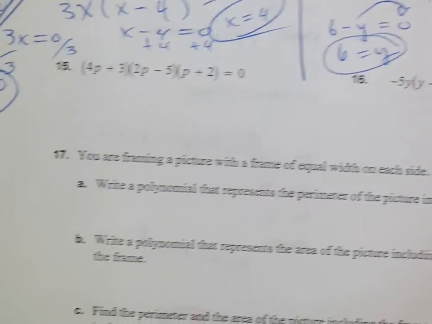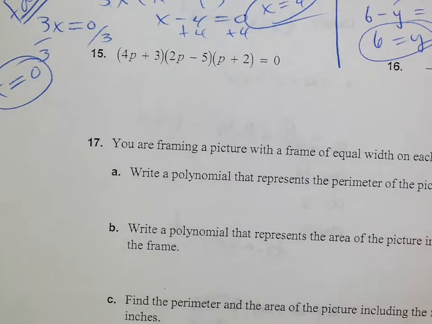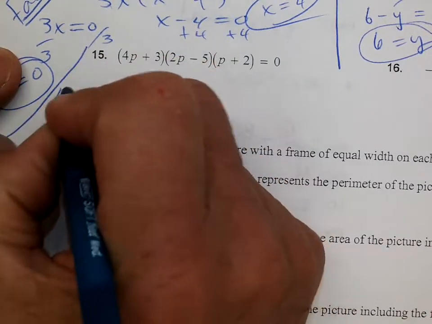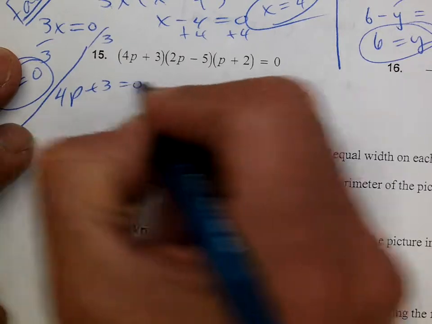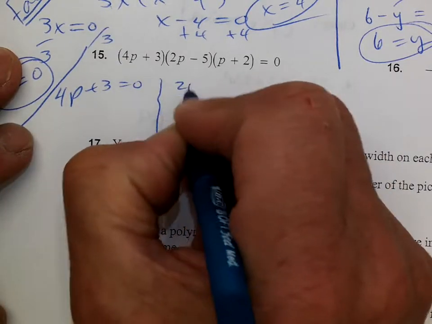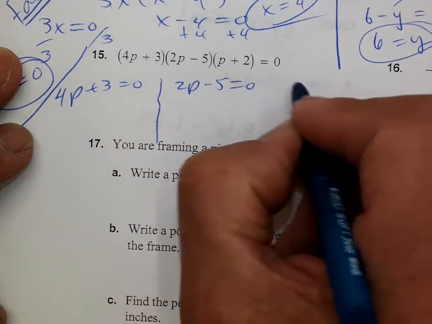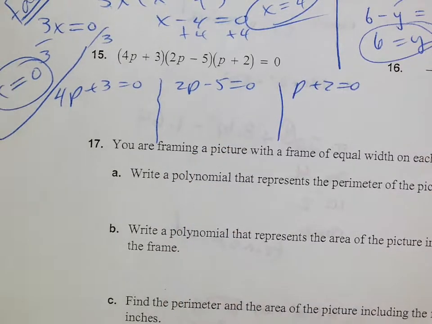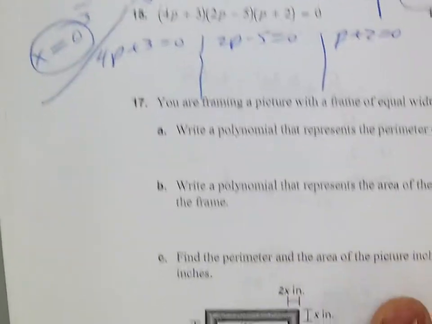Okay, 15. I've got 1, 2, 3 p's, so I'm going to have 3 answers, right? It's already factored. Don't multiply it out. Just go straight to our 4p plus 3 equals 0, 2p minus 5 equals 0, and p plus 2 equals 0. Just go straight to solving. We know we're going to get 3 answers.